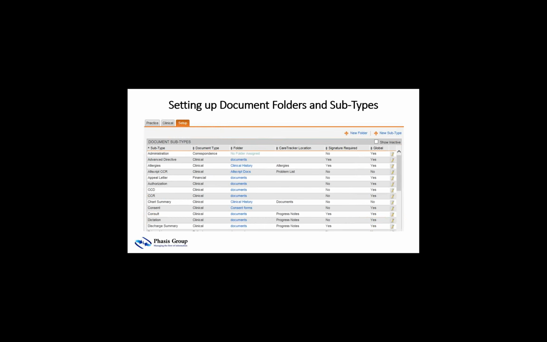And here are some from our training company. You can see whether they're global, defined by Caretracker is yes, or defined for this company group would be a no. And so the subtype names are over here. The document type, clinical or financial or patient, not. The folder that it's going to go into once you upload it, and then the Caretracker location, so the chart section. So for instance, dictation that we've defined will go into a documents folder and will go into the progress note part of the chart.